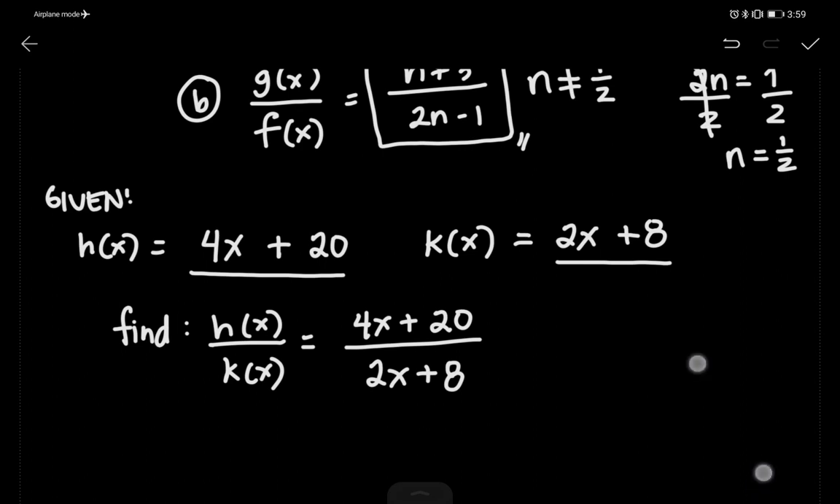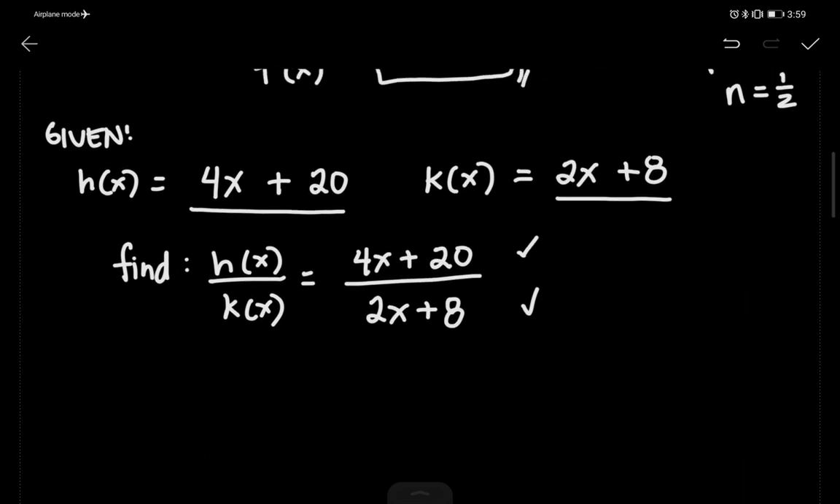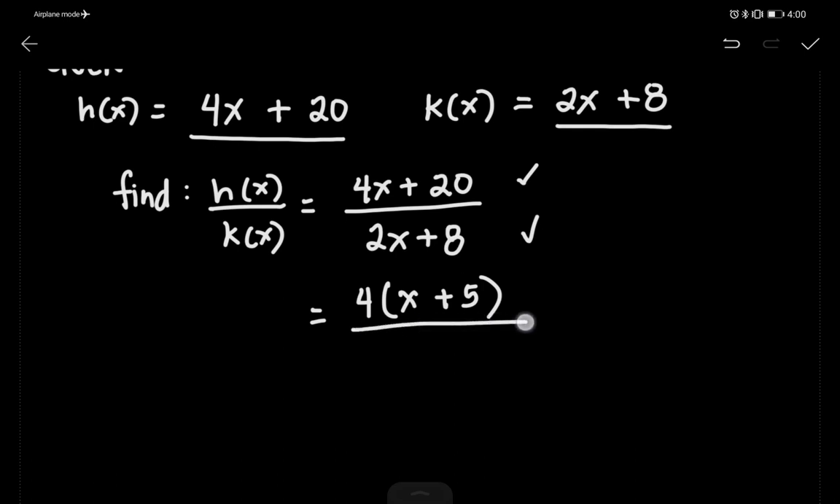In this case, let us simplify our numerator and denominator by getting the greatest common factor. The GCF of our numerator is 4. So this is 4, then 4x divided by 4 is equal to x. Then 20 divided by 4 is equal to 5. So this is positive 5. In our denominator, the greatest common factor of 2x plus 8.